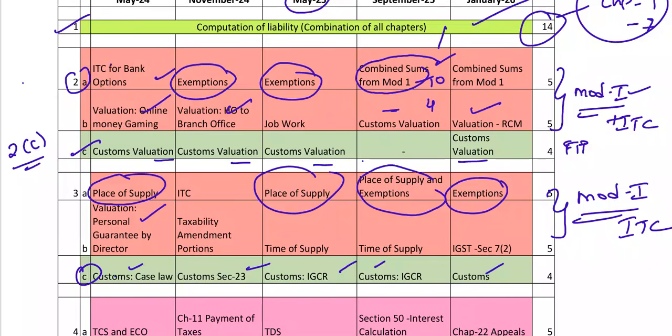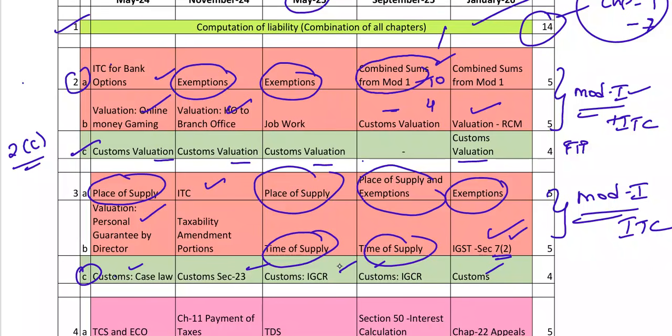The first 7 chapters you have to study. Okay, don't skip at any cost. Time of supply, they have given time of supply. Okay, and IGST section 7 subsection 2, I don't know which chapter it belongs to, but it belongs to chapters 1 to 7.